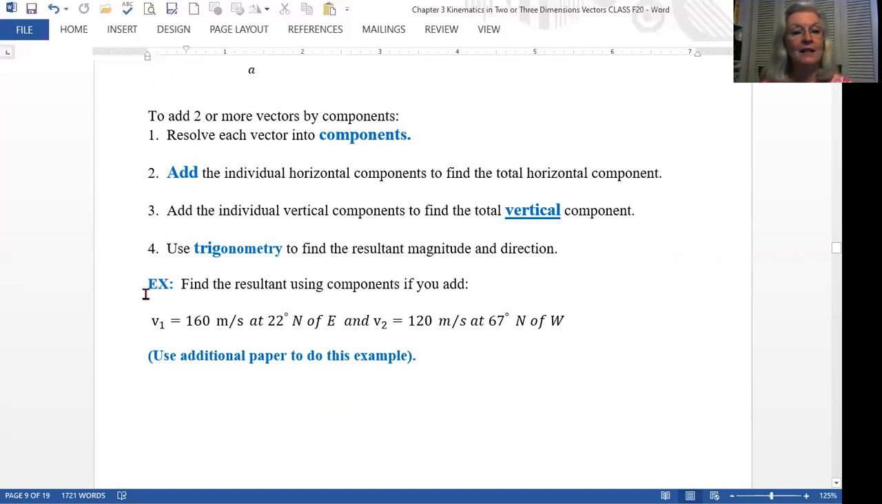All right, as an example, we're going to use the exact same vectors from the graphing example. Vector 1 was 160 meters per second at 22 degrees north of east, and vector 2 was 120 meters per second at 67 degrees north of west. This requires a lot of paper, so you'll need to provide your own paper for this. I didn't leave you blanks in the notes.